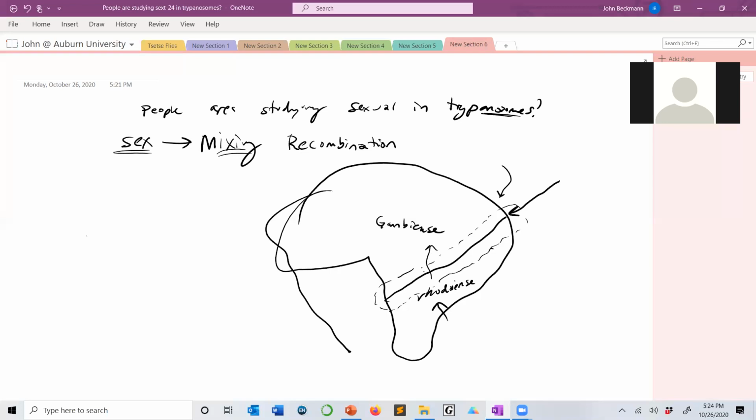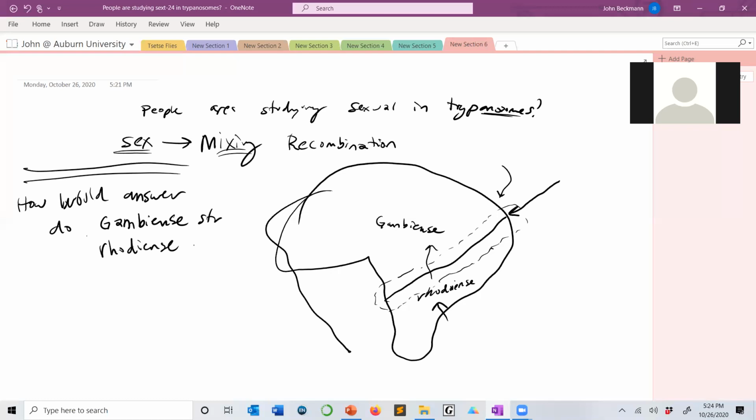So let's ask the question, this is also worth talking about experimentally, sometimes it's good to think these things through. How would you measure this? How would you answer the question? How would you answer, do Gambiense strain and Rhodiense strain have sex? How would you answer that question? Genome sequencing. So that would be the first step. What would you genome sequence?